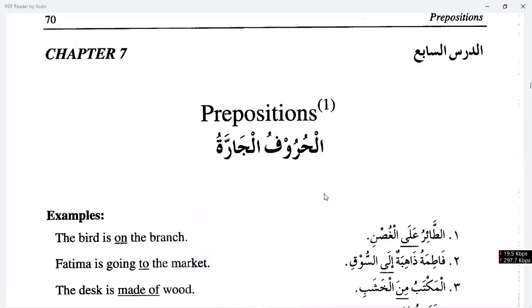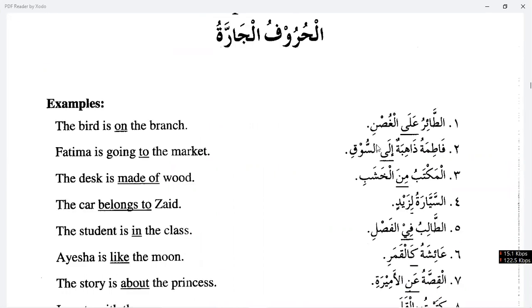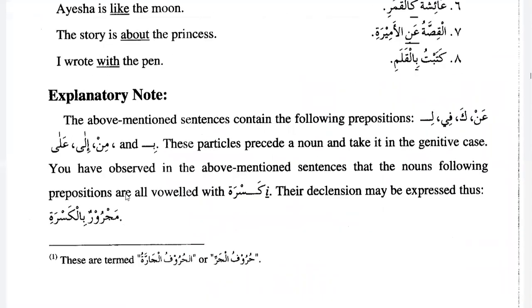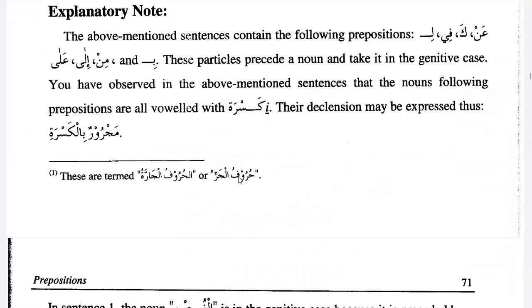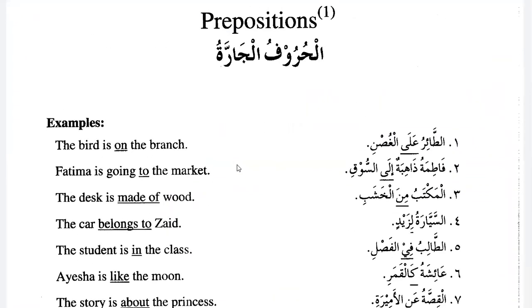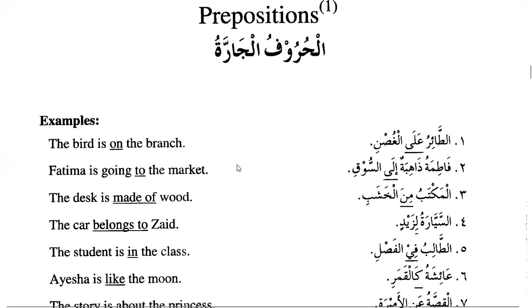Today we'll start the حروف الجارة, the prepositions. There are 17 prepositions in Arabic, 17 حروف الجر in Arabic. The main thing that they do is that they make the اسم مجرور.